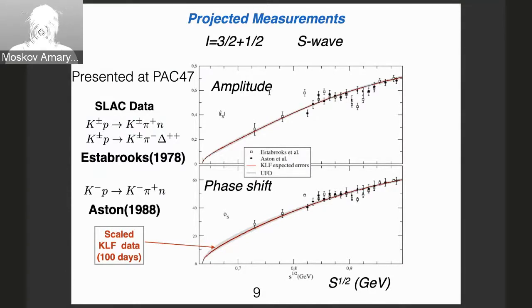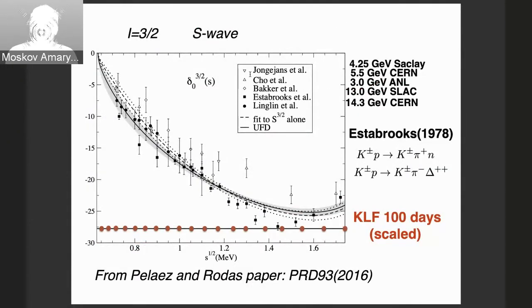So we presented this picture at PAC 47. Our expected data were just scaled by expected statistics. We were advised to make a simulation, and instead of scaling down by statistics, to simulate the phase shift and amplitude and show how they look. So we did it. These are data for isospin 3/2 S wave, and you see the old data from 3 GeV up to 14.3 GeV.